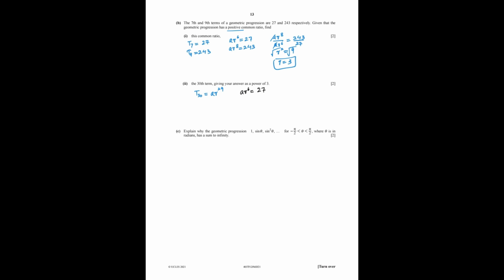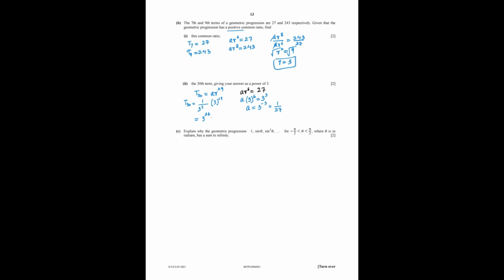Now we have the value for r, which is 3, so 3 to the power 6 times a equals 27, which is 3 to the power 3. So you get the value of a, that will be 3 to the power minus 3. You can say that it's 1 divided by 27, that is your a value. Now the term T30: a is 1 divided by 27, which is 3 to the power minus 3, and r^29 is 3 to the power 29. You can solve it, it will be 3 to the power 26, and that is your answer.